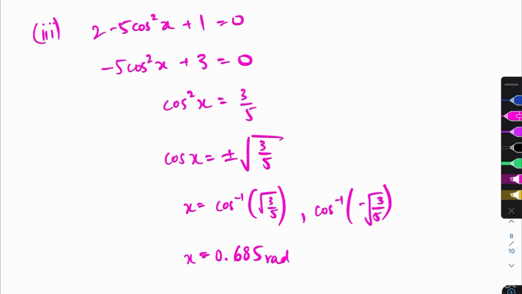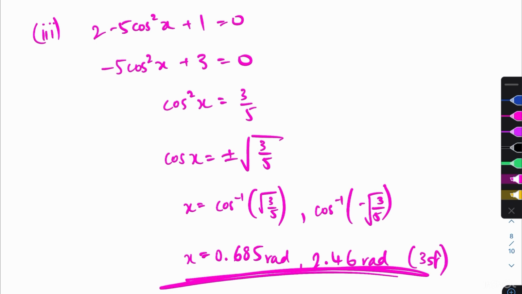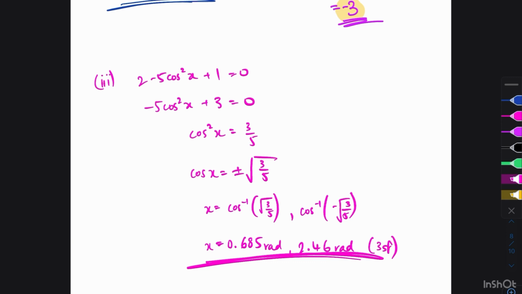0.685, that's for the positive one. And when you type in negative into the calculator, I got 2.46, also to 3 significant figures. And you can put that in brackets here so they know that we've rounded it. So that is question 5 done.